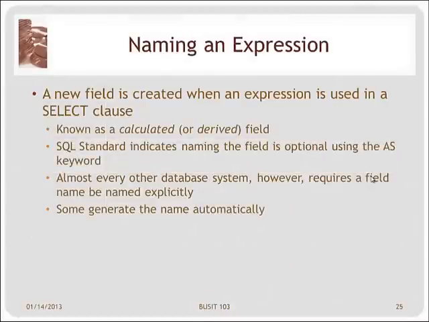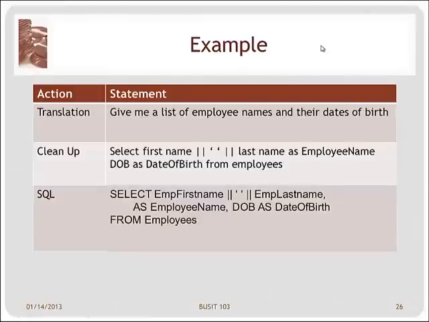We're also going to be able to name expressions. We're going to be doing it with the as keyword. An example, we're going to select DOB as date of birth. We're not going to put spaces in our aliases, and we're going to do that simply because it's easier for the database to deal with.